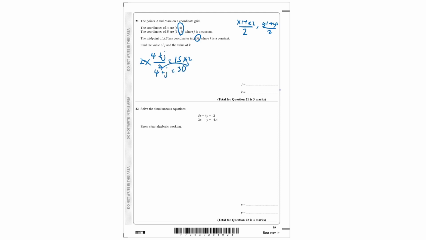We can bring 4 to the other side, and we have J is equal to 30 minus 4, which is equal to 26. So J is equal to 26.